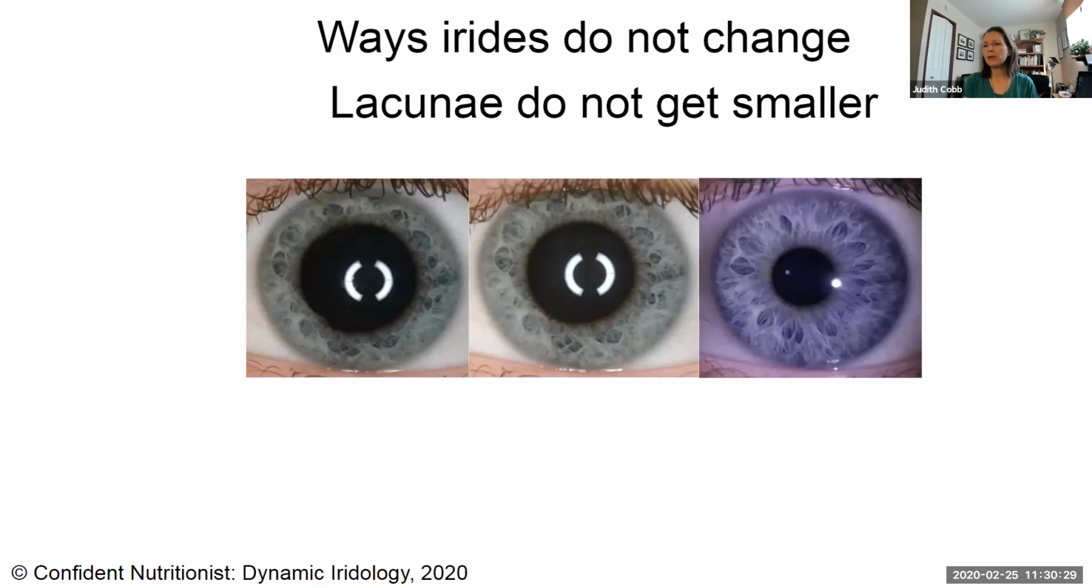Lacunae do not get smaller. Now, again, the Jensenian term for these things is lesion. So we're going to use the constitutional term. Let's pick a lacuna and look at how they change. I was taught that a lacuna like this, that over time became like this, was an indication that the lacuna was getting smaller and it was healing. What is the other change that you notice? And these are all the same eye.